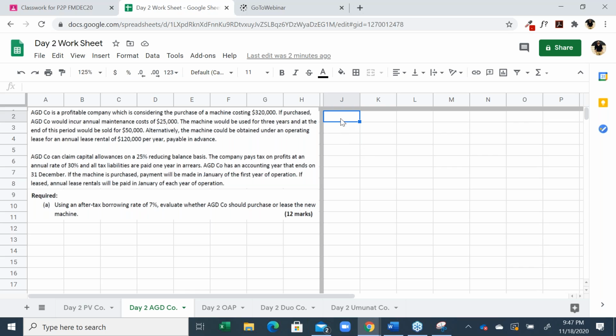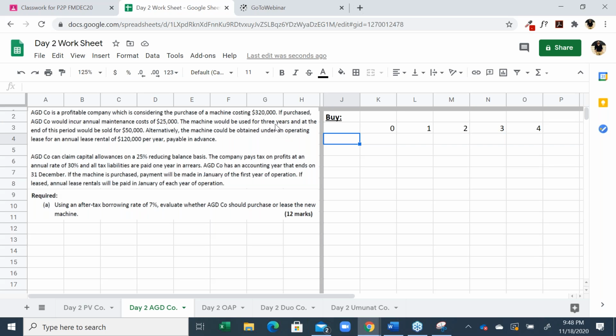So let's start with the buying option first. What will be the net present value if we buy this asset? 0, 1, 2, 3, 4, and what was the life of the asset? The lease term was 3 years. Okay, because of the arrears, we have to expand it to year 4 as well, right? Because of the tax in arrears, right?